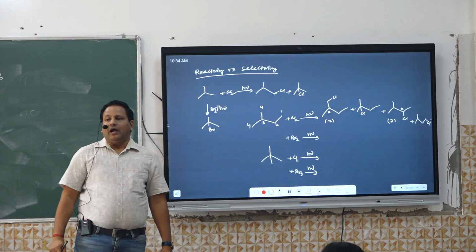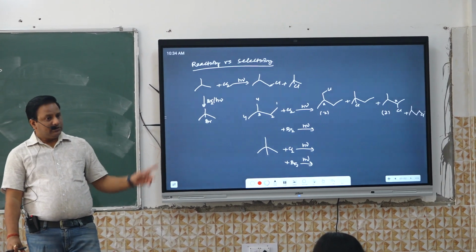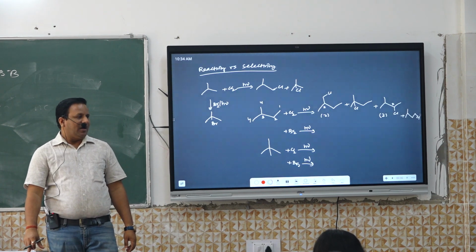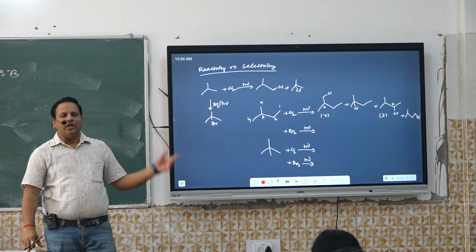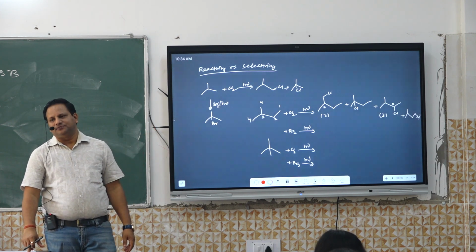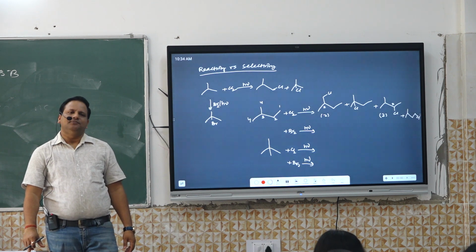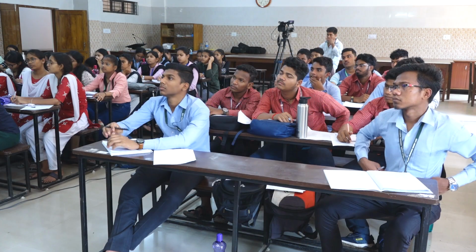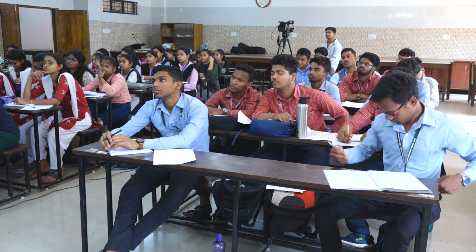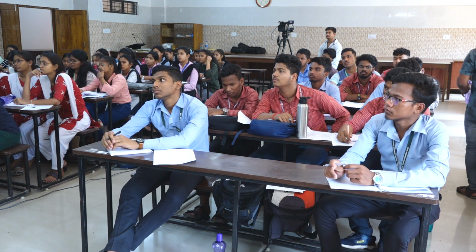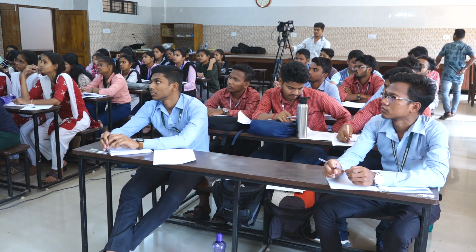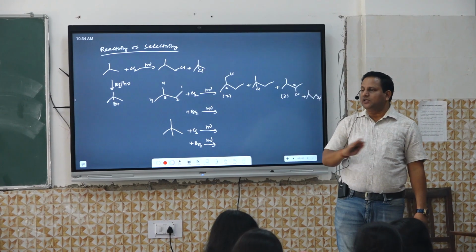In JEE, a question was asked: after fractional distillation, how many isomers are formed? After fractional distillation, how many isomers will be formed? The answer is 4. We cannot separate stereoisomers and optical isomers by the process of fractional distillation. You know, in distillation, the minimum criterion is that the boiling point difference should be minimum 25 degrees. If the boiling point difference is not 25 degrees, then we cannot separate them.